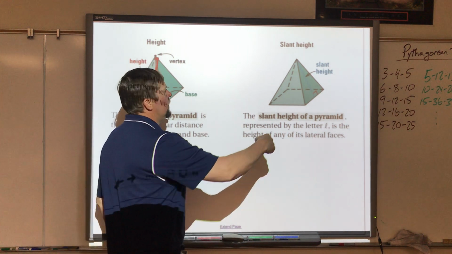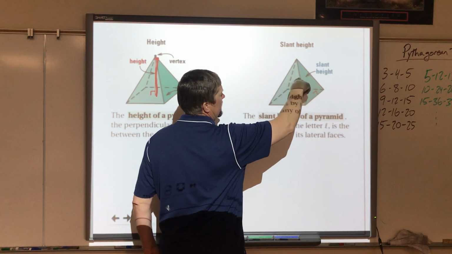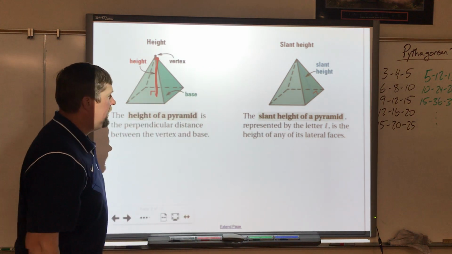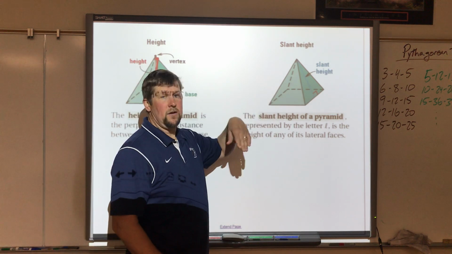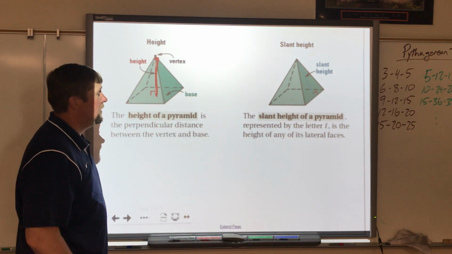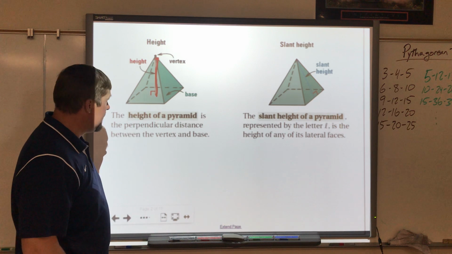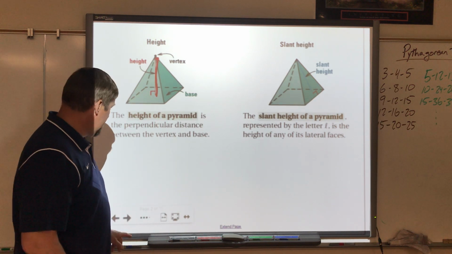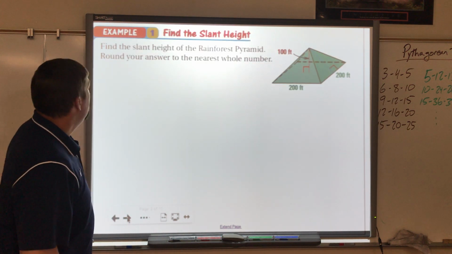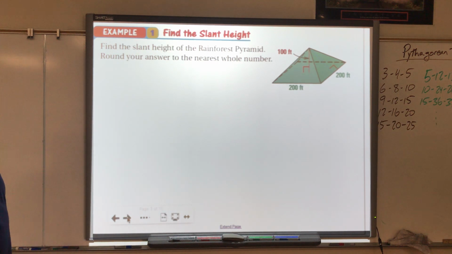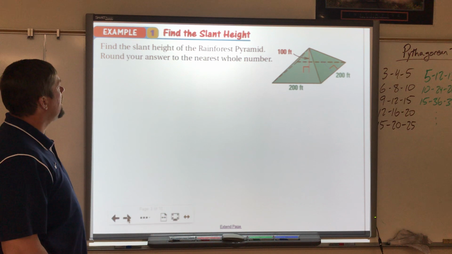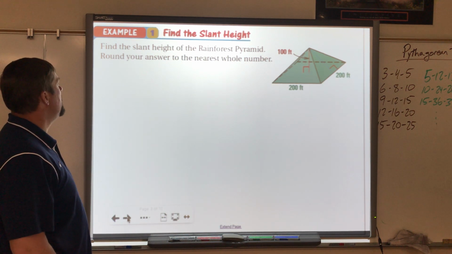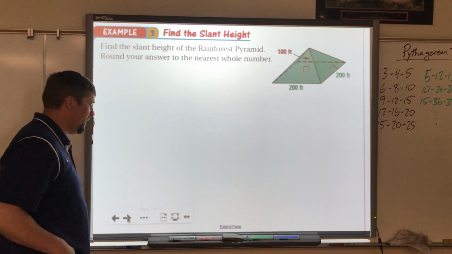Now these are called the lateral faces. They're the triangle faces of a pyramid. Okay, the base could be a rectangle, could be a triangle, could be many different things, but the faces are all triangles. It says find the slant height of the rainforest pyramid. Round your answer to the nearest whole number.